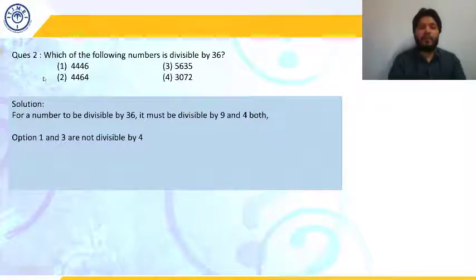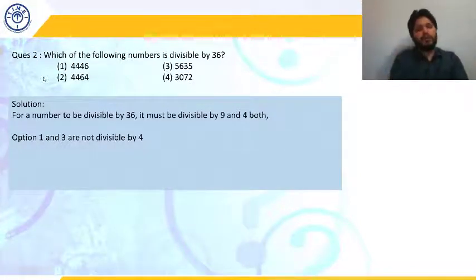And what is the divisibility of 9? The sum of the digits should be divisible by 9. So let's take option number 2 first. What is the sum of the digits of option 2? 4 plus 4 plus 4 plus 6 is 18. So it is divisible by 9. So this number, option number 2, is divisible by 9 as well as 4. So it is divisible by 36.